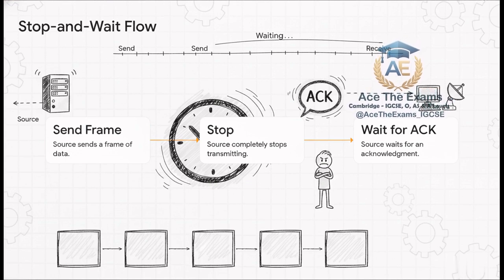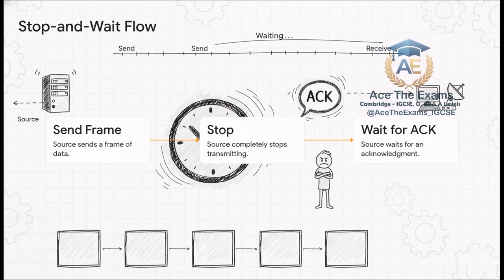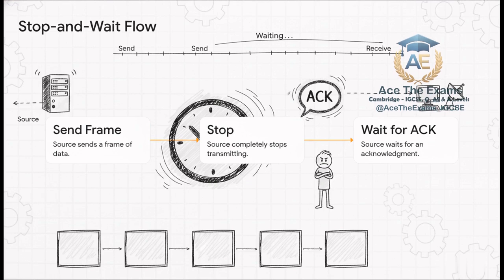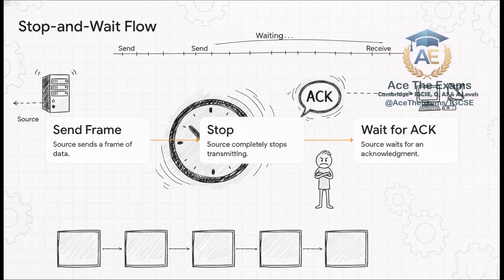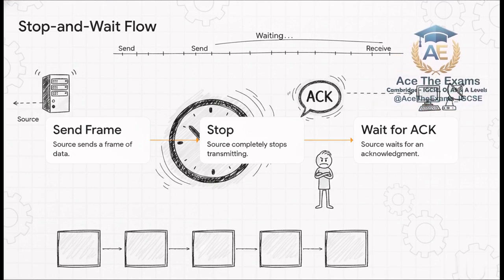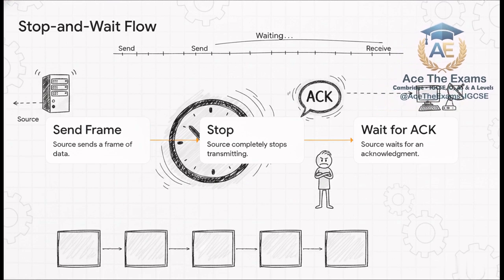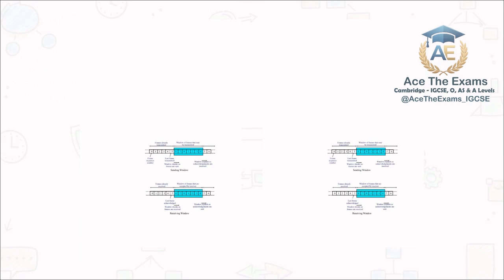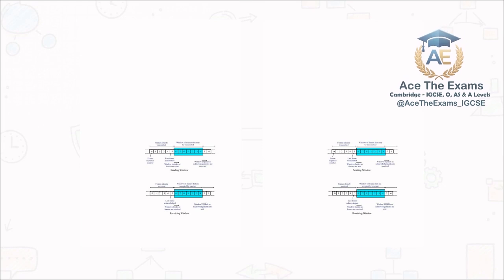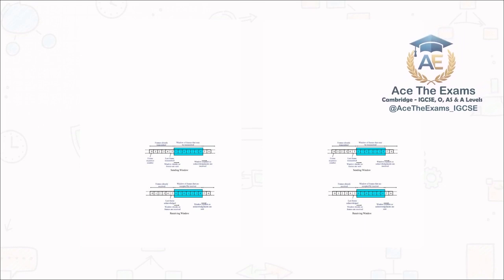The source sends one frame of data and then, boom, it just stops. It completely stops transmitting and sits there waiting for an ACK from the receiver before it even thinks about sending the next frame. As you can probably guess, with a massive time lapse between sending a frame and waiting for the reply, it's terribly inefficient. Most of the time, the network is just sitting idle. To fix that glaring inefficiency, engineers came up with sliding window flow control.